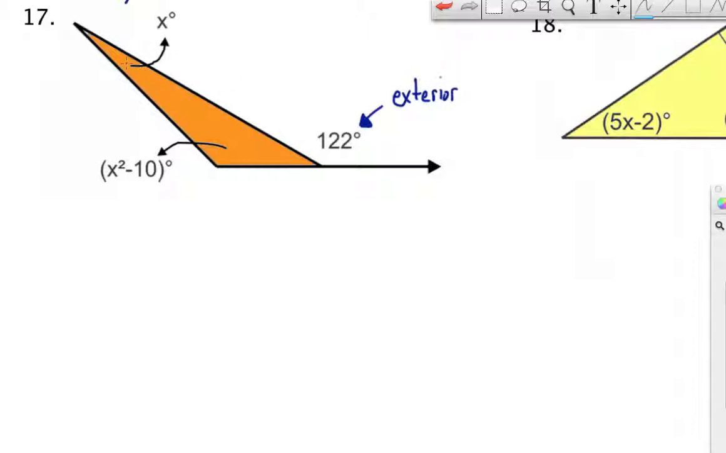What are these two angles here? If this one's exterior, what am I asking here? I'm asking these are what? Okay, these are remote interior, right? So what do we know about the relationship between the two remote interior angles and the exterior angle? Not supplementary. Anybody remember? The exterior angle equals the sum of the two remote interior angles, right?